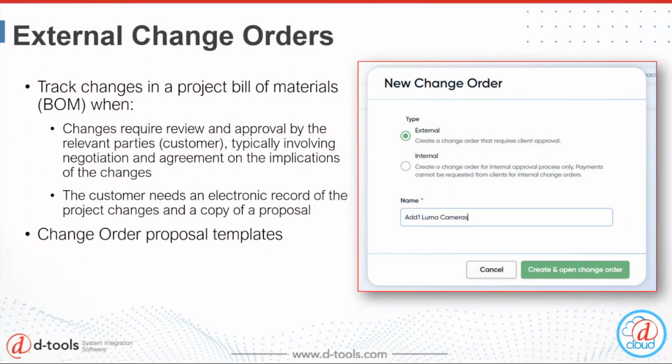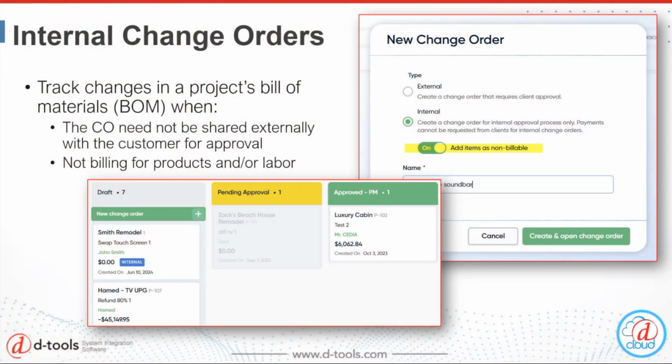All right, so tracking change orders is important for maintaining control over the project scope, budget, and timelines. We want to make sure that there's clear communication and documentation and hold our clients accountable as well. We're going to start by creating an external change order. These require review and approval by our clients. We're going to add and remove an item and then take a look at the change order proposal before sending it off.